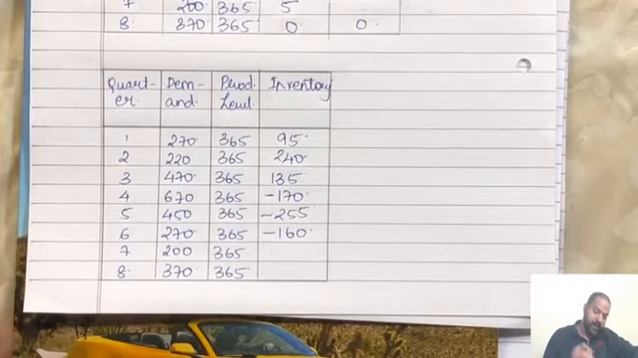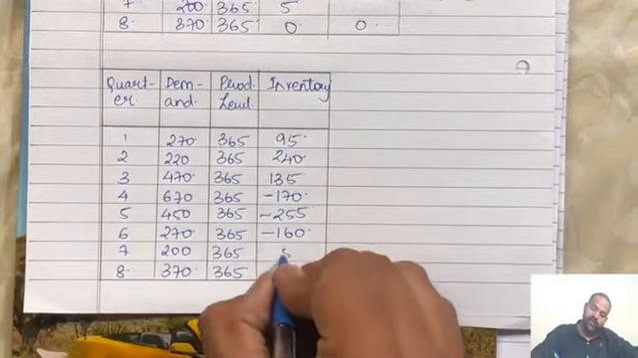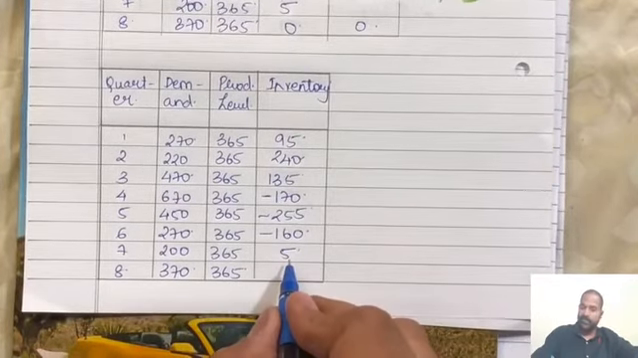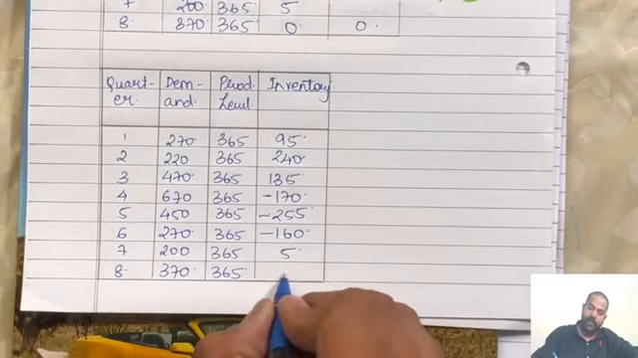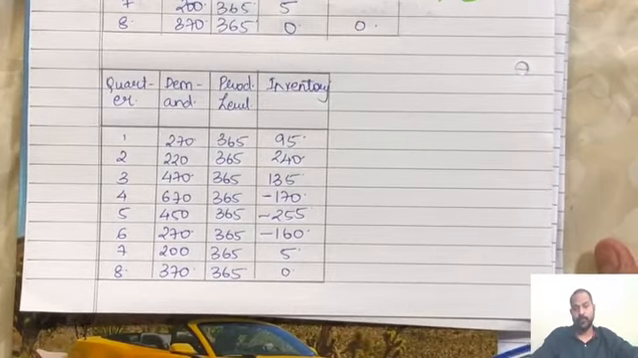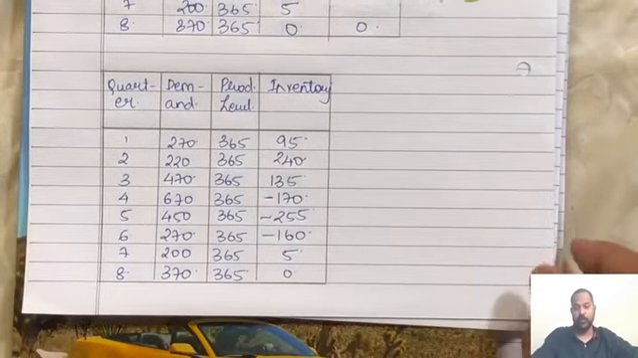365 minus the 160, 205 left, but my demand is 200, which means I am an extra of 5 units. 365 plus the 5 is 370, 370 is 0. And this is my inventory clocking.